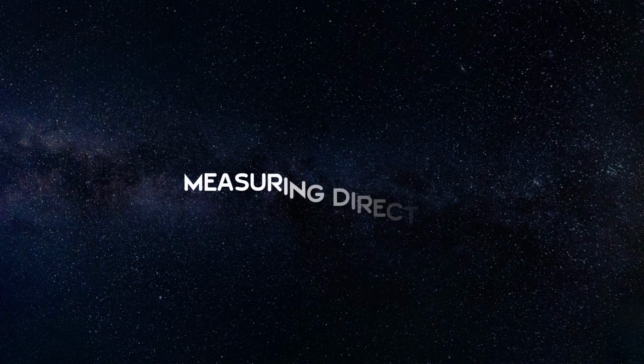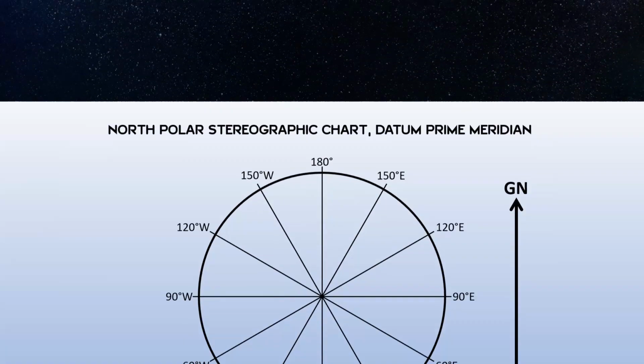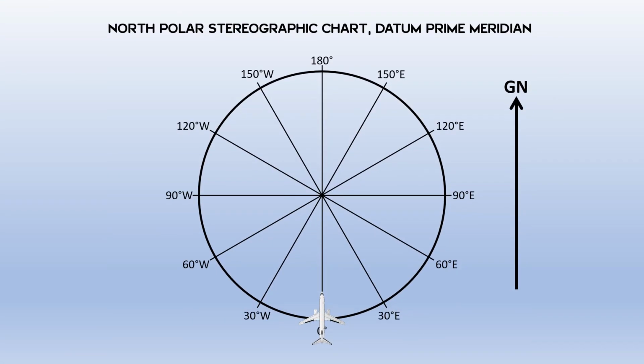Measuring direction. This diagram represents the North Polar chart with the prime meridian as the datum meridian. The graphic shown will represent aircraft heading since we will measure toward the direction where the aircraft is pointing. However, I will refer to the situation as direction to emphasize that this technique can also be used for another type of direction line such as track and course.